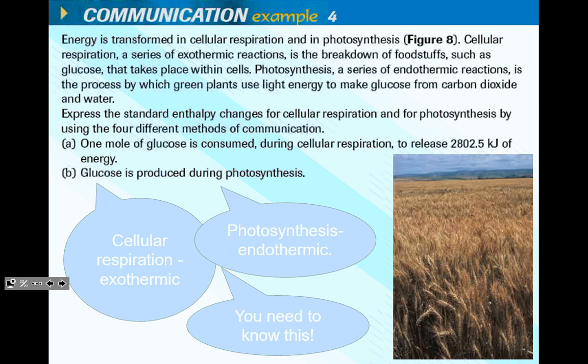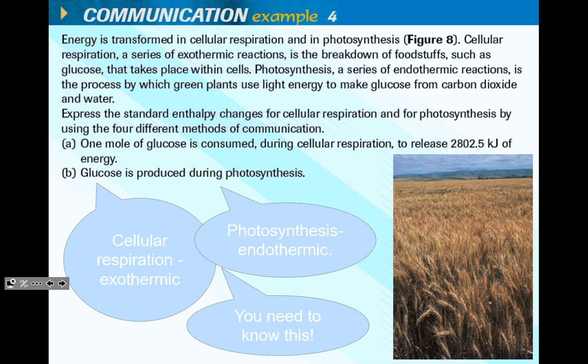All right, so this is very important. It's very important that you put in your vault, that means in your brain, you have to memorize what is happening with photosynthesis and cellular respiration. Photosynthesis is endothermic, cellular respiration is exothermic. So I'm going to allow you to pause because I want you to express the standard enthalpy changes for cellular respiration and for photosynthesis by using the 4 different methods of communication.